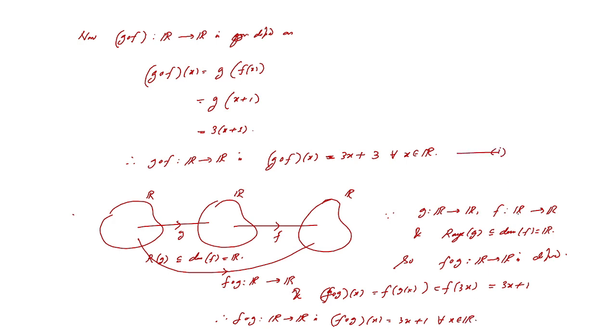So this, you can consider 1, that you can consider 2. Here 3x plus 3, here 3x plus 1. So we can easily say, therefore, from 1 and 2, that f composed g not equals to g composed f.